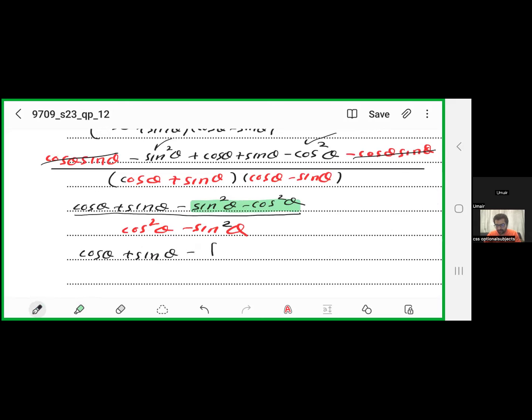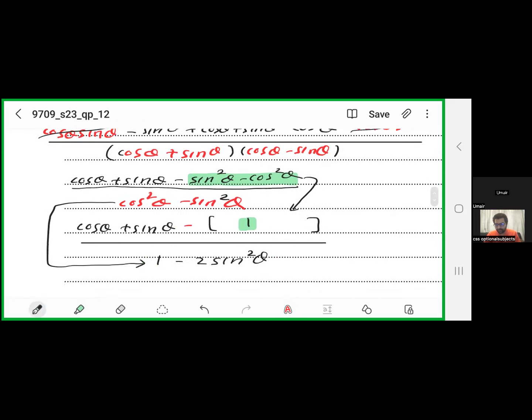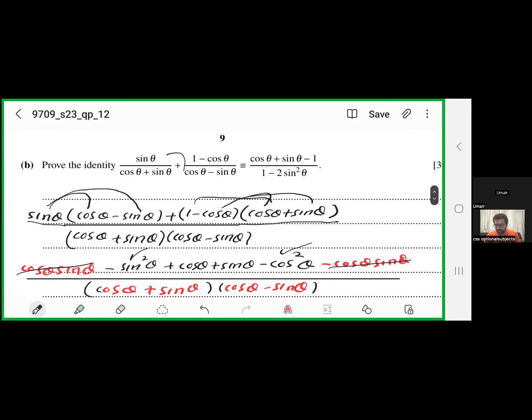Take out minus. When you take out minus, you will be left with sin square theta plus cos square theta over here, which will be equal to 1, divided by cos square theta minus sin square theta, which is another identity, equal to 1 minus 2 sin square theta. So this is another identity which you have to keep in mind. Similarly, this green one was another identity, sin square theta plus cos square theta equal to 1, after taking out this minus common from the bracket. So in this way, you can prove the right side of this equation.